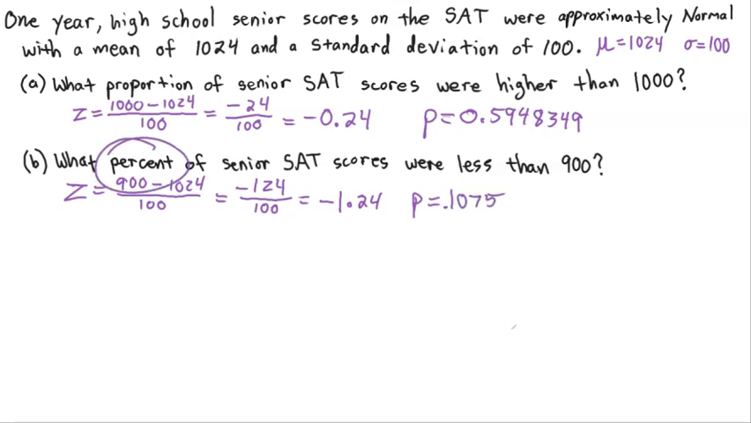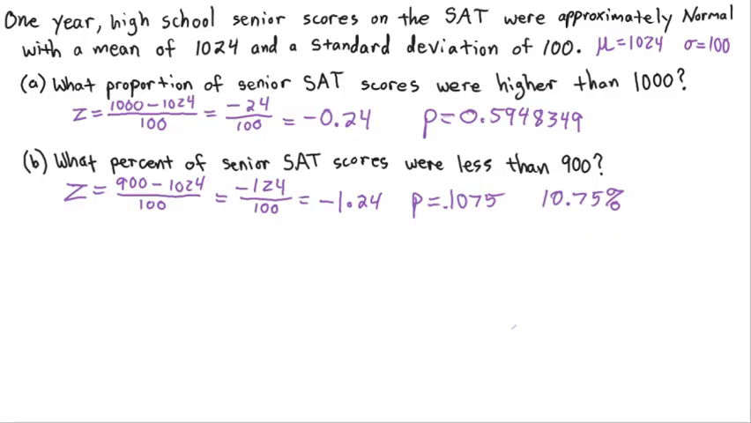So P is 0.1075. But now I need it as a percentage. So I need to multiply this by 100, and I get 10.75%. And so this is my answer. So 10.75% of senior SAT scores in this particular year were less than 900.